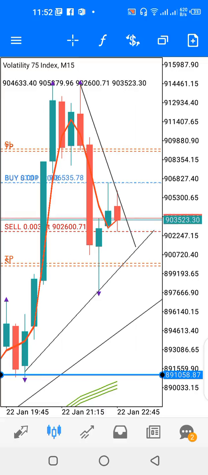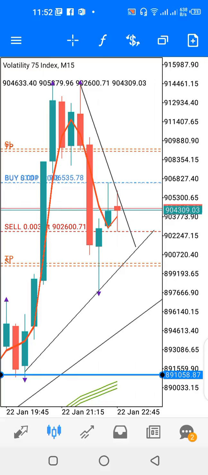Okay, when trading the Volatility 75 Index, if you are in the breakout, good for you. Price will continue to go in one direction. But if you are in the range, price can easily trigger your stop loss. But instead of using a stop loss, you can use a hedge. You can hedge your trade.